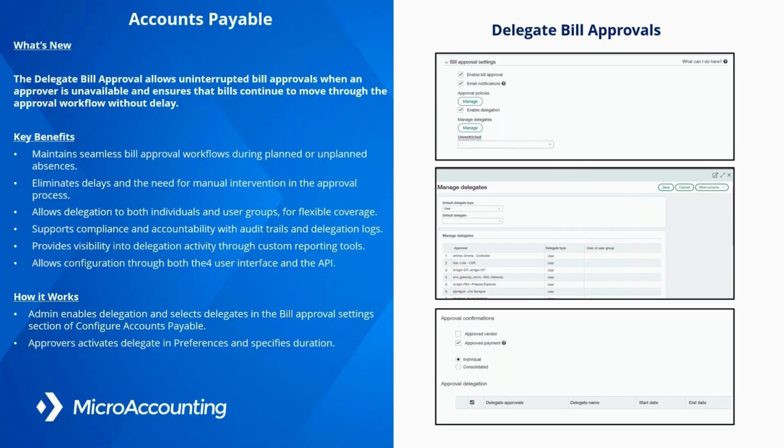Let me see, some of the key benefits. Obviously, it's going to maintain that seamless bill approval workflow. It'll eliminate delays. It allows delegation to both individuals or user groups for flexible coverage, which is awesome. And then it's going to provide that visibility in those custom reporting tools that we have. It's also available, I see a typo, sorry, in the user interface and the API.